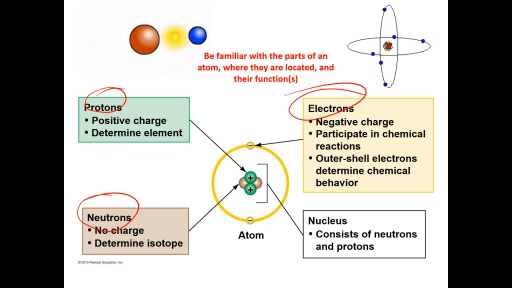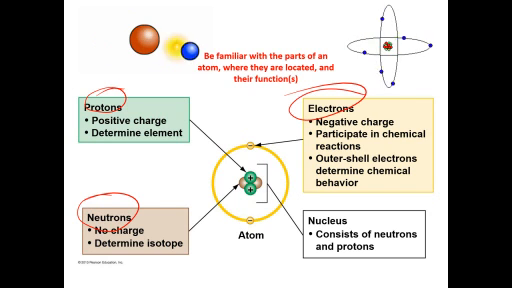Electrons have a negative charge. To remember this, think about electrons and electricity. Think about electricity, you get shocked. That's a negative response. So electrons have a negative charge.